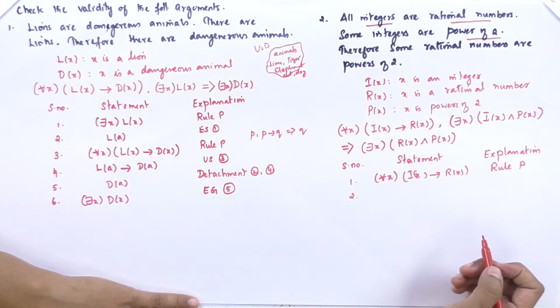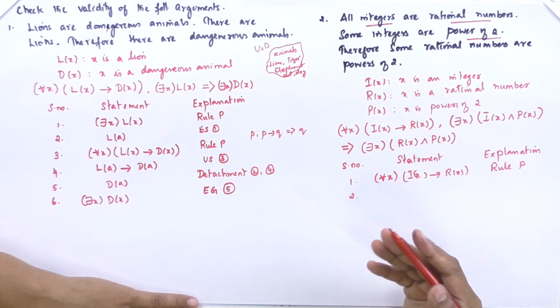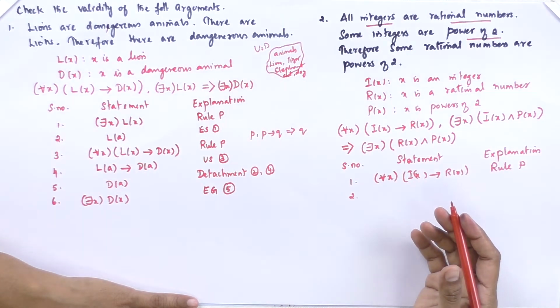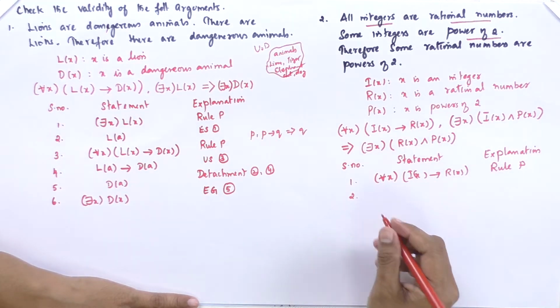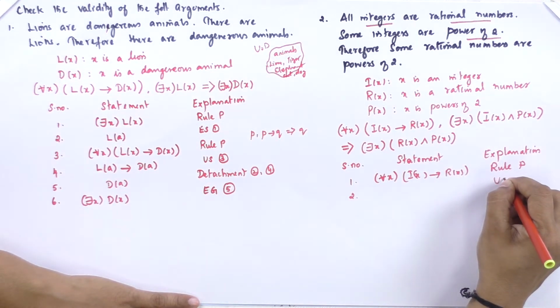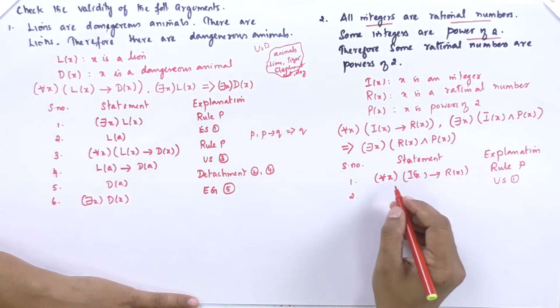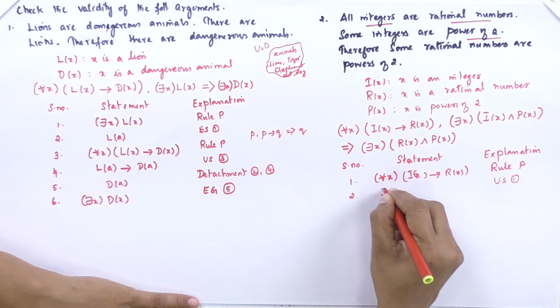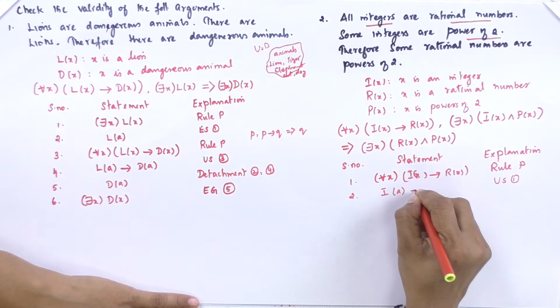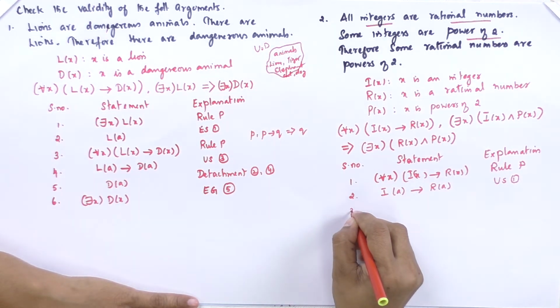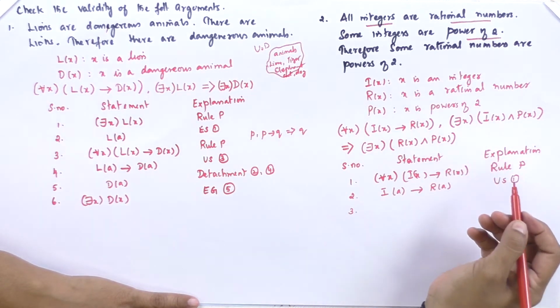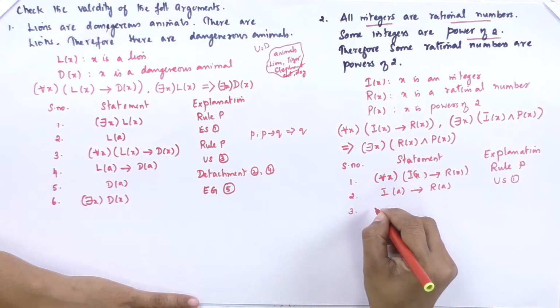And now, as I have said already, whenever we apply the laws of implication or equivalence, we should not have this universal or existential quantification. It has to be removed. So if I have to remove this, it is universal specification on 1. So if I am removing this, I will represent it as I of a conditional R of a.